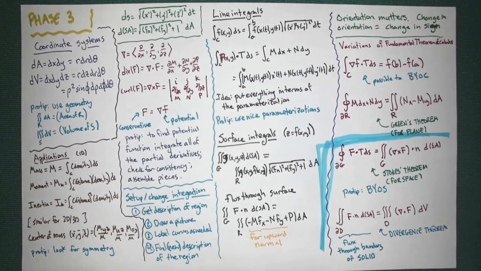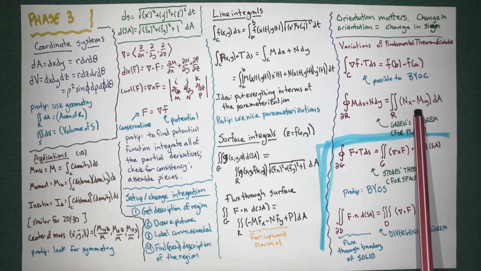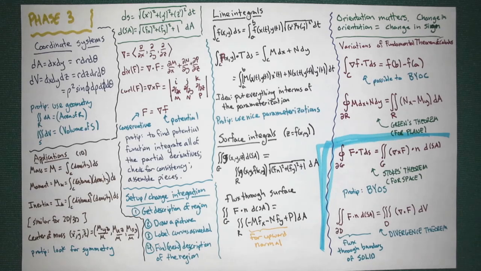We have Green's theorem, and that's for the plane, which says, suppose you have a region in the plane, then the integral around the boundary of the region of m dx plus n dy is the integral in the region of n_x minus m_y. Just check orientation. Do you remember the song? To the left, to the left. When you walk the curve, keep the region to your left.